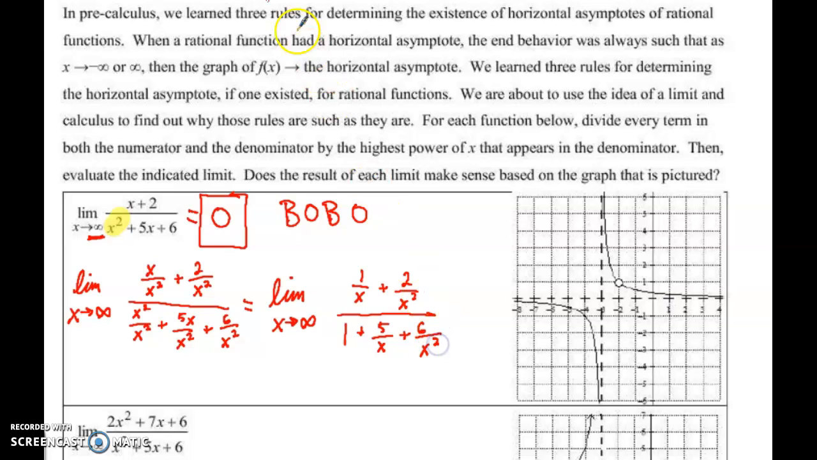But now what we can do is we can do each individual limit. Well, the limit as x goes to infinity of 1 over x is 0. This, 0. This, 1. This, 0. This, 0. From the rules we just established. So what we're left with is 0 over 1. Well, what's 0 divided by 1? 0. And that's actually where the rule comes from.